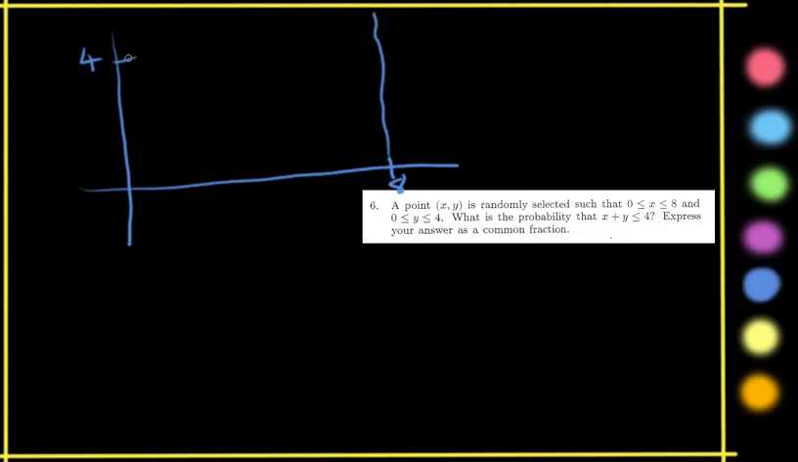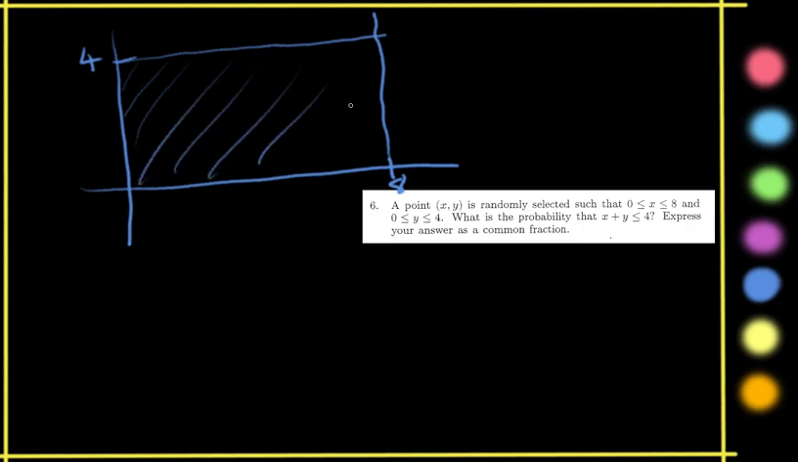Okay. Let's take a look at this one. This one, I think I can show you a nice concept about using geometry to figure out probabilities sometimes. So this says a point xy is randomly selected such that x is between 0 and 8 and y is between 0 and 4. So we can draw a coordinate axis here, and we can put 8 here and 4 here, because x has got to be less than 8, and y has got to be less than 4.